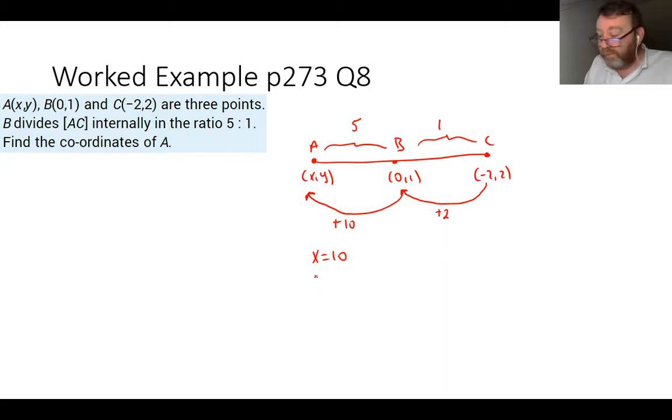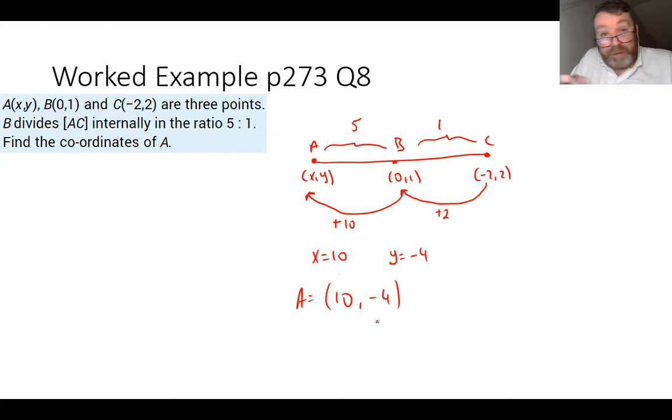Now what about the y? Exactly the same thing. Y goes from 2 to 1. So that's a decrease of 1. The distance between the y's of B and A will be 5 times that decrease. So if that's a decrease of 1, this will be a decrease of 5, bringing y down to minus 4. So what's the point we're looking for? The point A is equal to the point 10, minus 4.